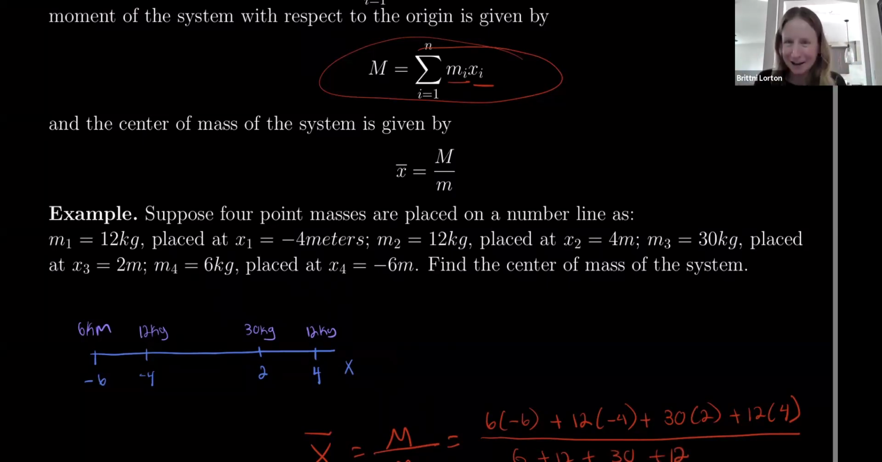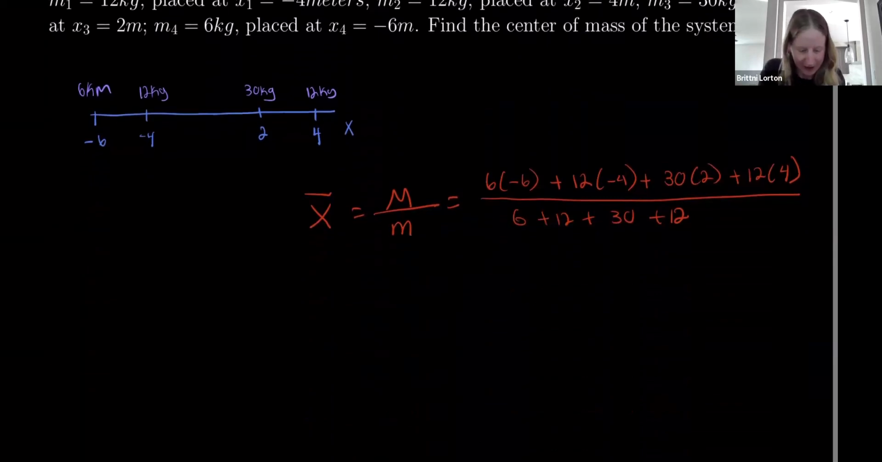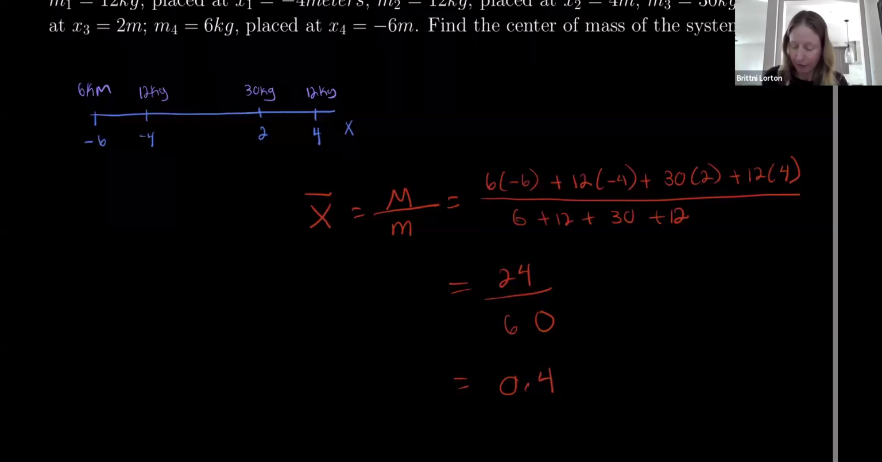Not kilometers, kilograms. Okay, and then let's calculate that. I'm going to get out my calculator and actually add that up. Let's see what we got. I have 6 times -6 plus 12 times -4 plus 30 times 2 plus 12 times 4, and I ended up with 24 on top. And then I have 6 plus 12 plus 30 plus 12, which is 60 on the bottom, and I can calculate that, and I got 0.4.